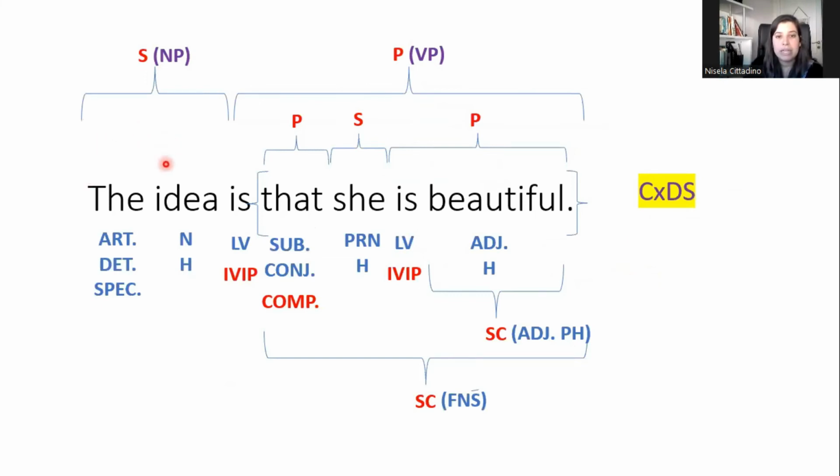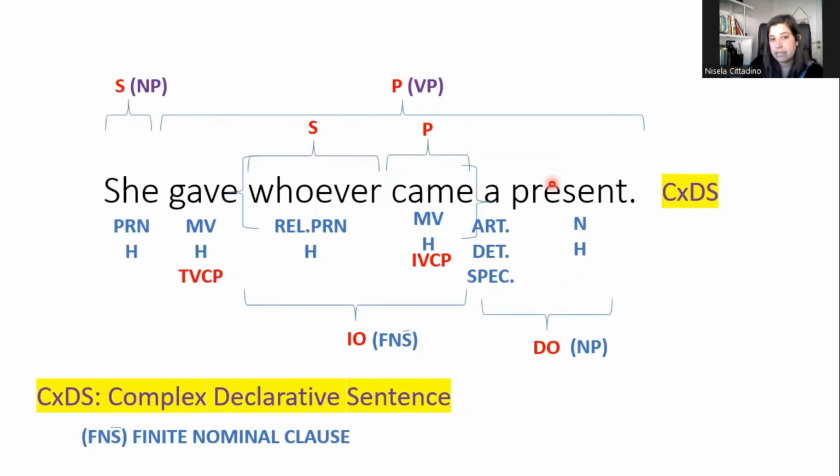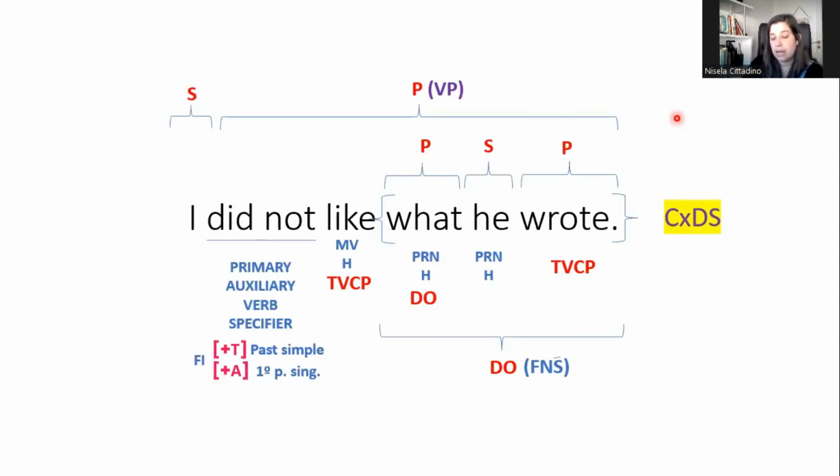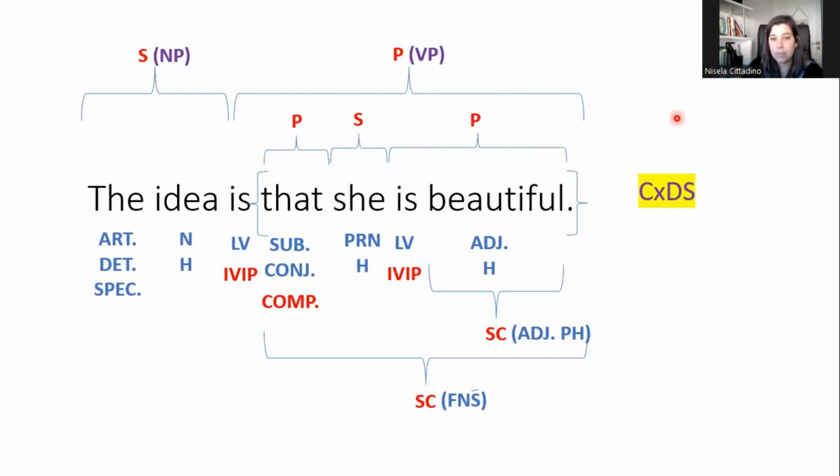The idea is that she is beautiful. If you notice, I always try to give you examples of sentences that are different. Yes, with a relative pronoun, whoever, with a pronoun, what, that functions as a direct object in this case. And here with that, so that you more or less know how in each case it could be. The idea is the subject and the noun phrase. Is that she is beautiful is the predicate and the verb phrase.